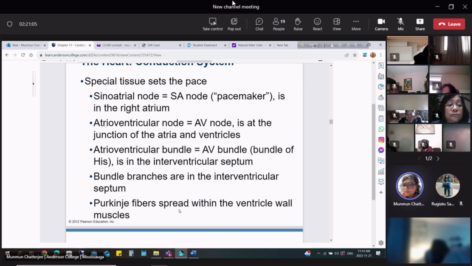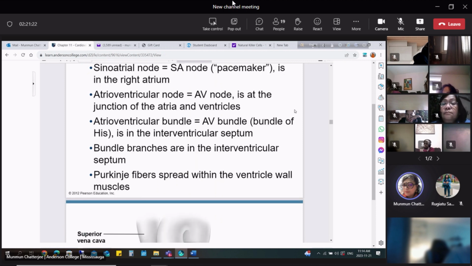Then the bundle branches, also in the interventricular septum, which divides the ventricles. Then the Purkinje fibers spread within the ventricular wall muscles, deep branching, so that the heart can pump.